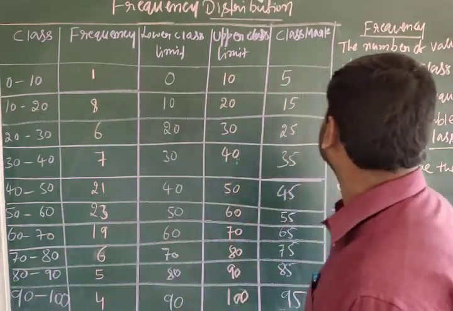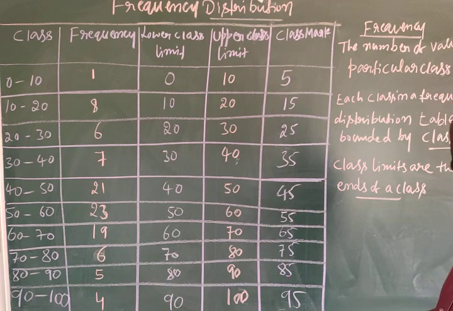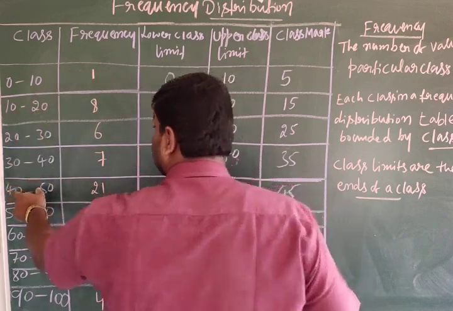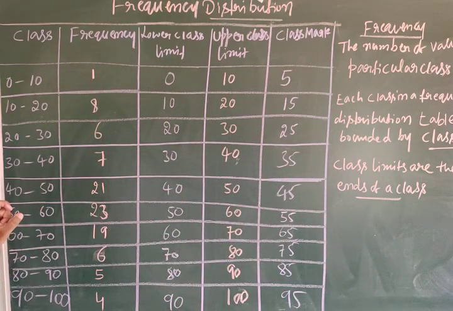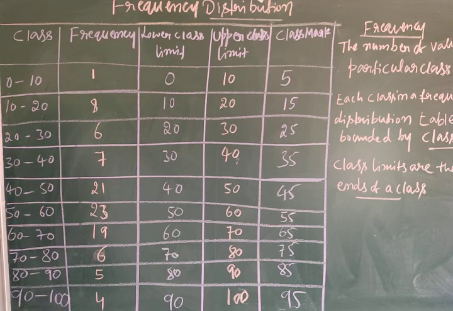Here you have to understand each class in a frequency distribution. Each class in a frequency distribution table is bounded by class limits. These are called class limits. Listen carefully. Each class in a frequency distribution table is bounded by class limits. So what are the class limits?